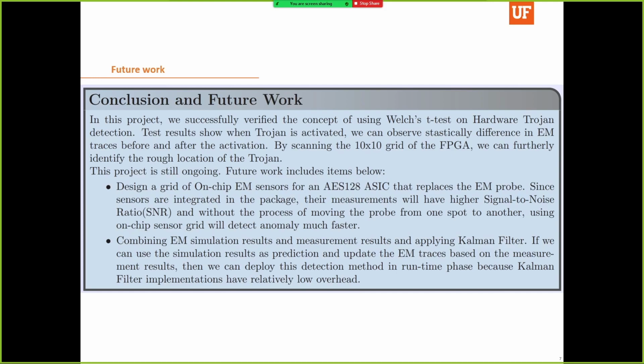If we can use the simulation results as prediction and update the EM traces based on the measurement result, then we can deploy a Kalman filter eventually at runtime, because Kalman filter has relatively low overhead.